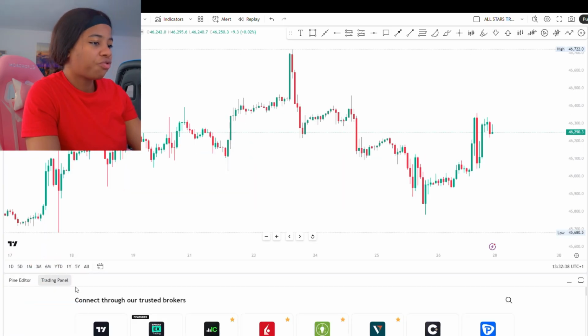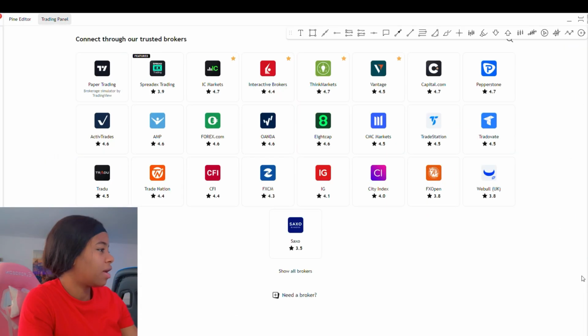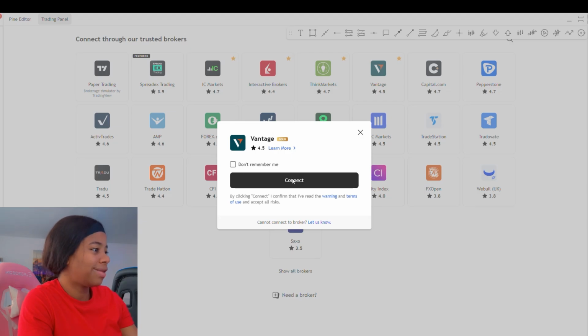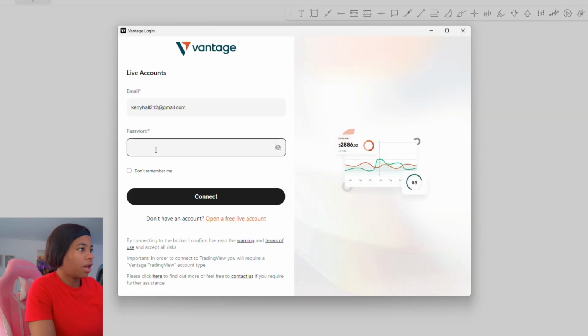And when you click on trading panel at the bottom, you have the ability to click here to maximize the panel, and you can search for your preferred broker. Once you click on it, you will have the ability to log in by connecting your brokerage account. It will connect whatever your details look like, and you'll be plugged in.